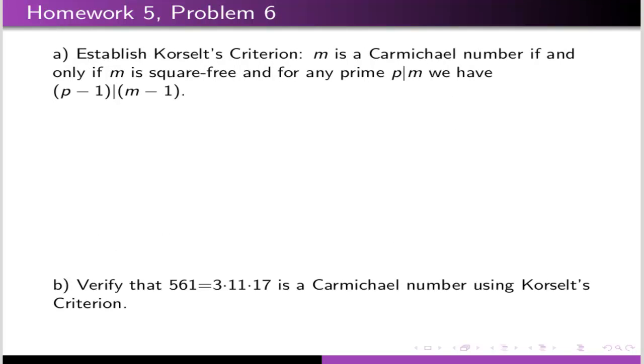Problem 6. Establish Korselt's criterion. So m is a Carmichael number if and only if m is square-free, and for any prime divisor p of m, p minus 1 has to divide m minus 1. Carmichael numbers are numbers that behave like primes in the sense that Fermat's little theorem holds for all values of a. So let's see, we've got two things to show. Let's suppose that m is a Carmichael number.